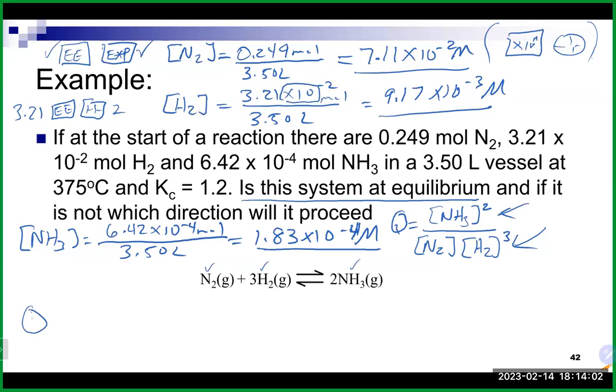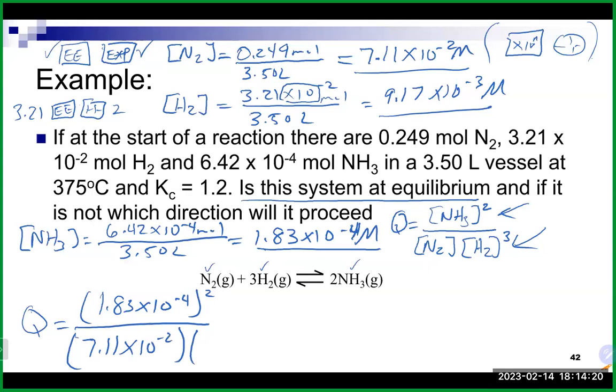So Q in this case will equal our NH3, which is 1.83 times 10 to the minus 4. Once again, we're going to square it, divided by the concentration of our N2, which is 7.11 times 10 to the minus 2, and our concentration of H2, which is 9.17 times 10 to the minus 3. And once again here, we're not going to forget to cube that guy. All right, if we do that, going to do a little square root, not square, going to square it. Hold off on the square rooting.